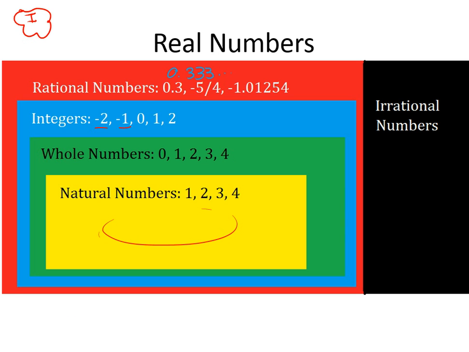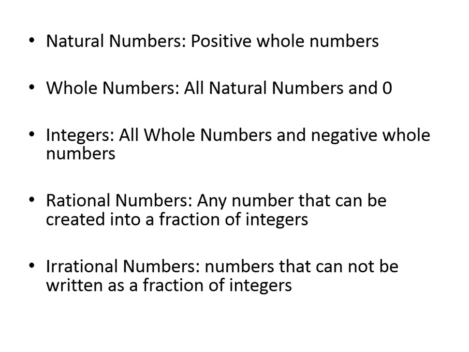The last category, which is in this black section, kind of like a black hole, is irrational numbers. That's like pi. A number that never stops is considered an irrational number. If it doesn't repeat, you can't put it in a fraction. That is your irrational numbers.